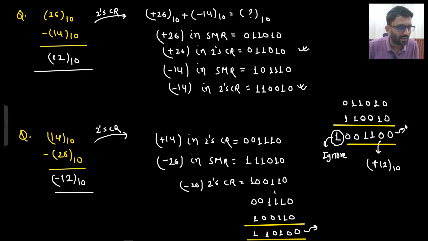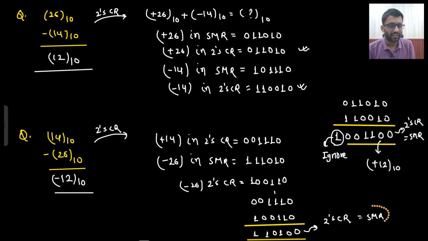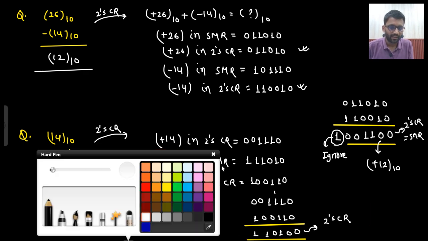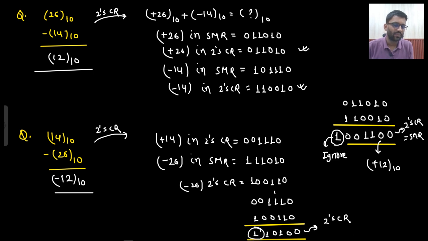This was also in 2's complement representation, and it would be equal to the sign magnitude representation since the answer was positive. Now this answer is also in 2's complement representation, but here you cannot say it is equal to sign magnitude representation, because in 2's complement representation, if the first bit is 1, that shows negative. So your answer is 1 1 0 1 0, which is in 2's complement representation.